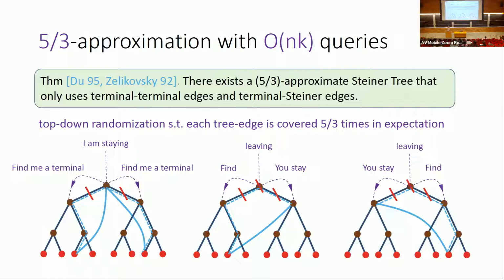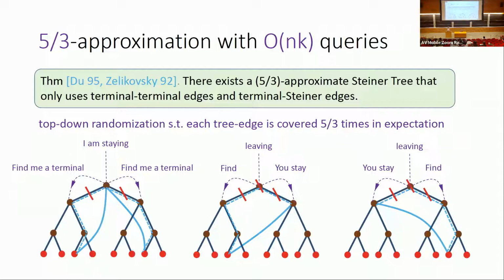So this structural theorem says that there always exists a 5/3-approximate Steiner tree that uses only terminal edges and terminal-Steiner edges. Basically this structural theorem immediately implies this nk bound, because we do not need to query anything about Steiner-Steiner edges. We only care about terminal and terminal-Steiner edges. And there are how many of them? nk total. And I'd like to briefly present the proof because I think it's very neat.